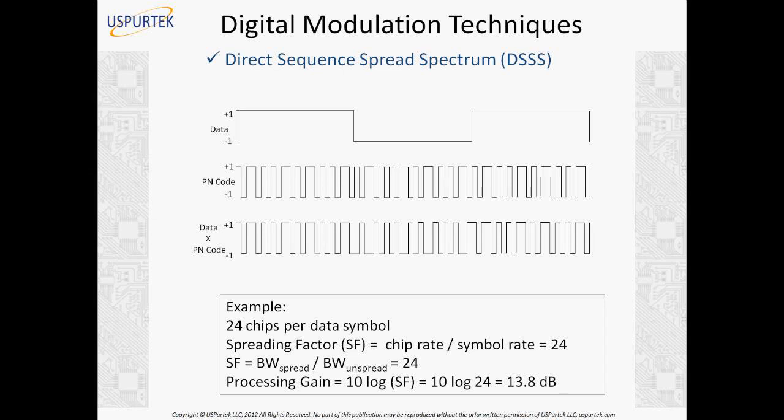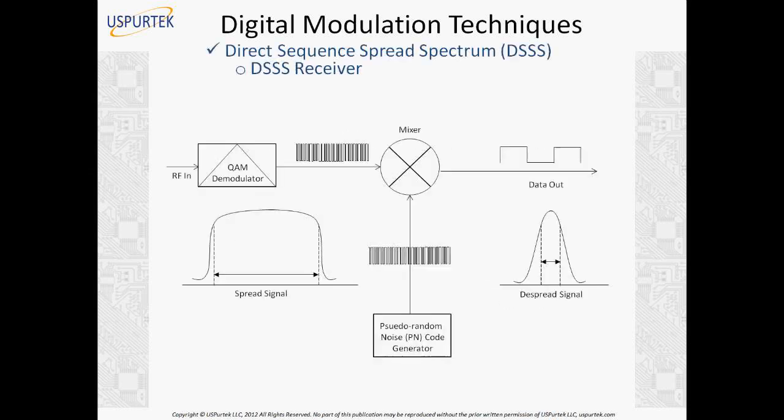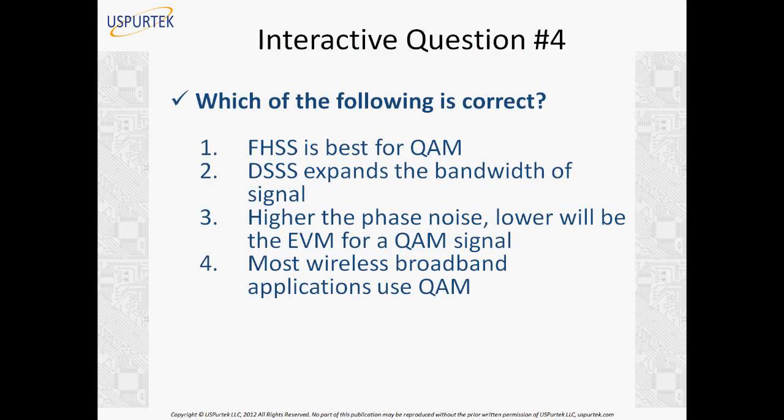Well, okay, let's pause for a while. Which of the following is correct? FHSS is best for QAM. DSSS expands the bandwidth of signal. Higher the phase noise, lower will be the error vector magnitude for a QAM signal. Most wireless broadband applications use QAM. You could choose multiple answers too. It depends on which one you think is correct.